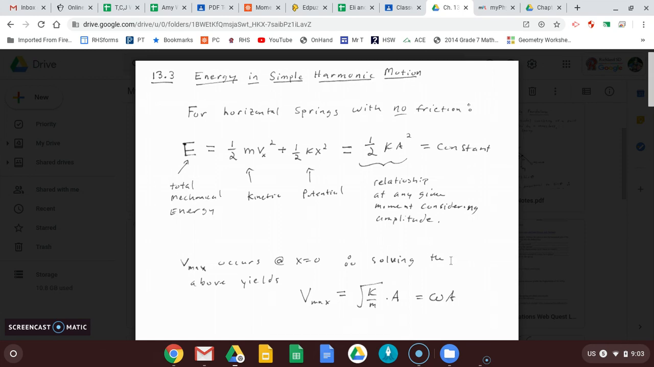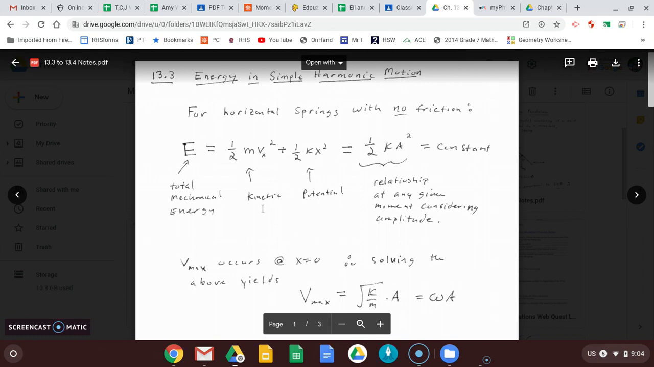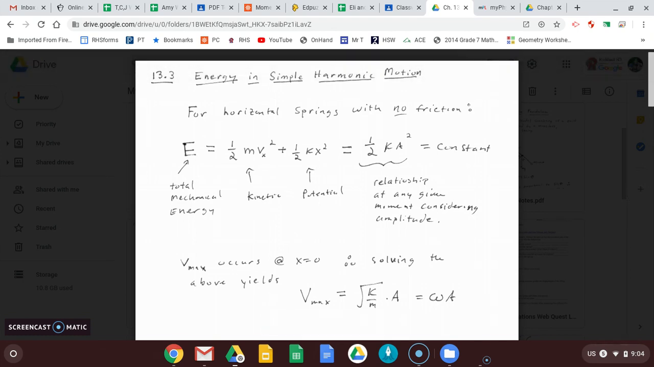But if you remember back to early in the chapter, there's another way we could write it. Since the square root of k over m equals angular velocity omega, we could also write it in this form. Now, in the next two videos, we'll be going over examples in this section based on this idea.